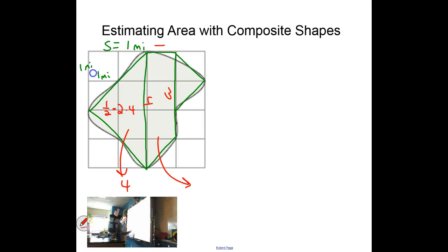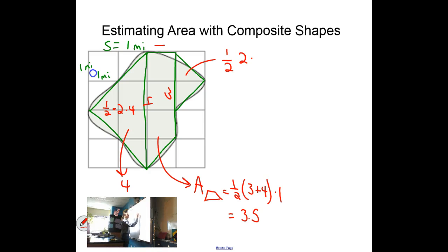So this one, area of a trapezoid equals 1/2 base 1 plus base 2, and then times the height. So I've got 7 divided by 2 times 1, and that's just 3.5. The last figure here is a triangle. It's 1/2, the base is 2, the height is 1. So that's just 1.